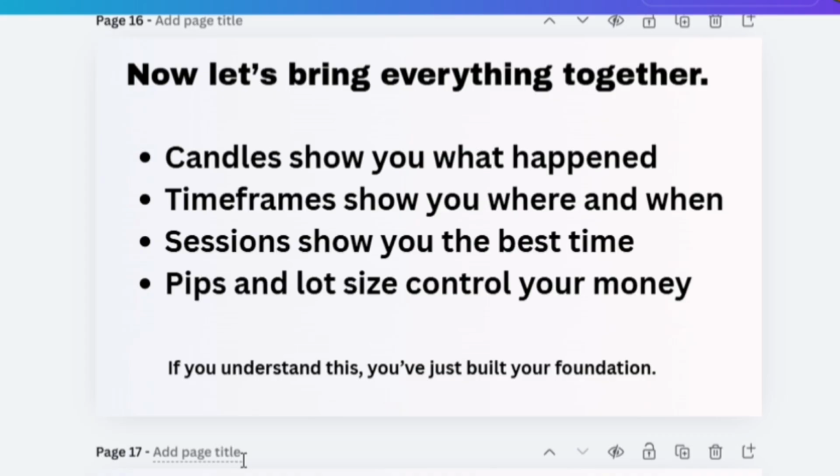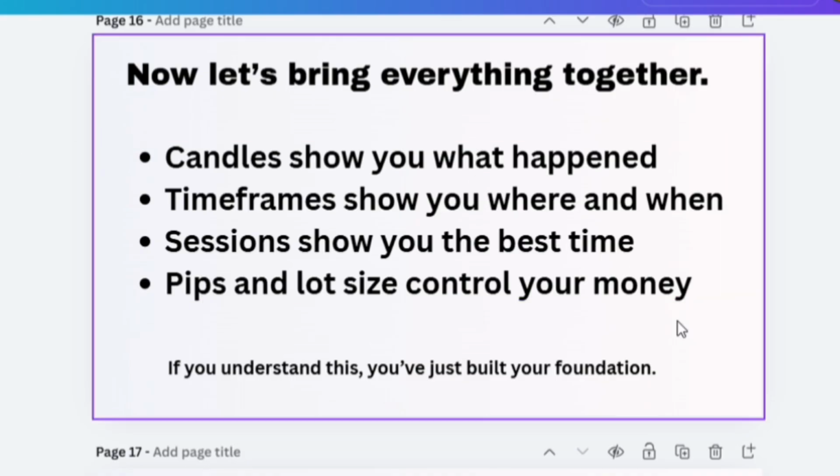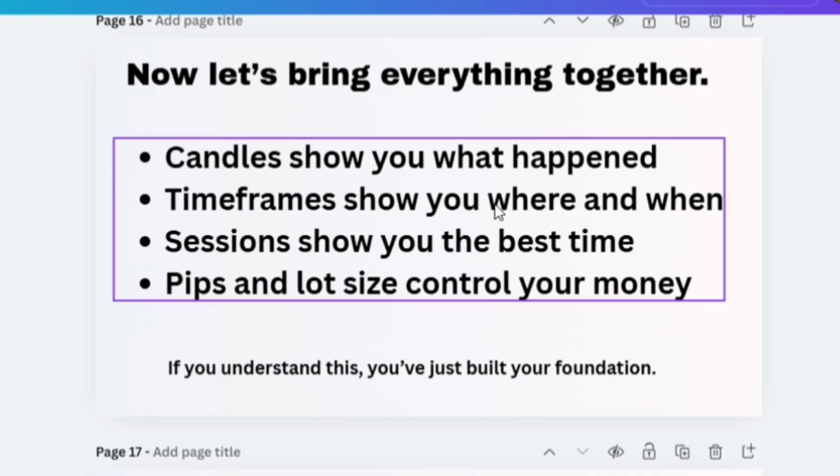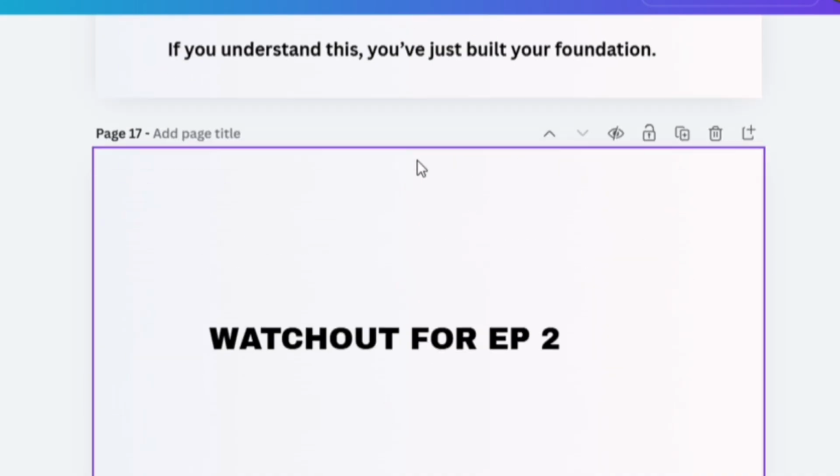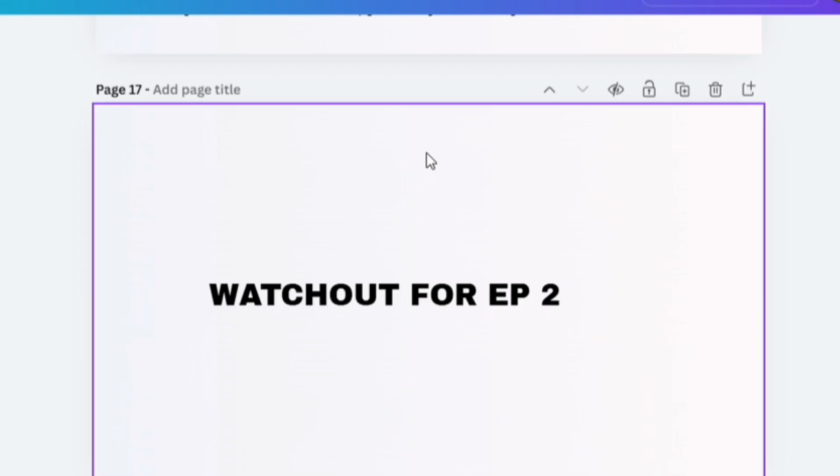Pips and lot size are for you to be able to control your money. So if you understand this, you have just built your foundation in trading. And I'm going to be glad if I can see you in the next episode, where we'll be diving deeper into the market.